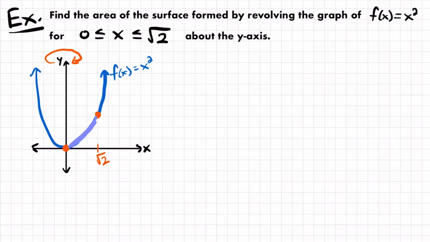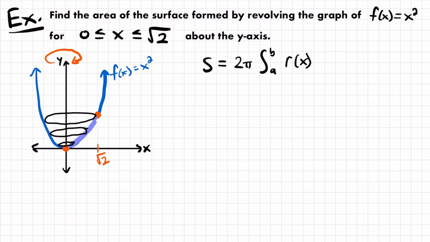And now we can draw a brief sketch of what our surface of revolution will look like. If we revolve this curve around the y-axis, we'll have a surface that looks a little bit like a bowl, right? So that's what it would look like. And so the area of that surface can be calculated using the following formula. That the area of the surface is equal to 2 pi times the integral from a to b of the radius in terms of x times the square root of 1 plus f prime of x squared times dx.